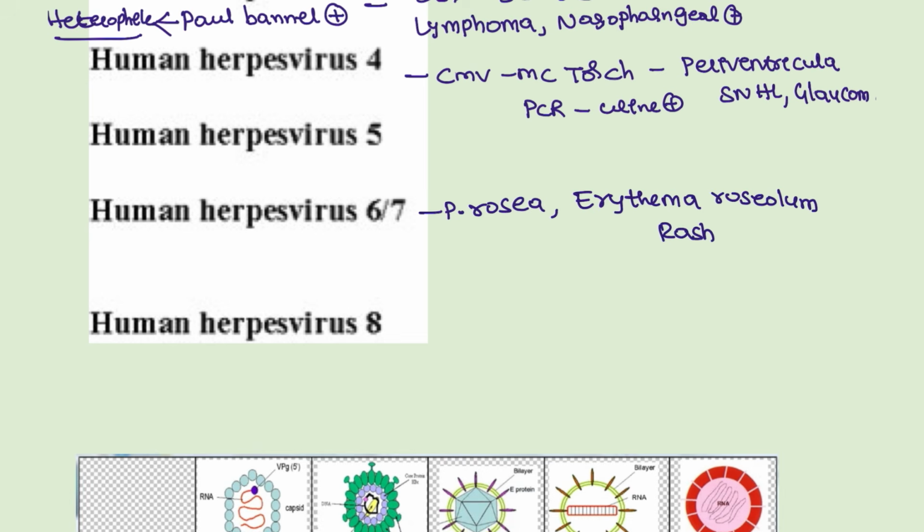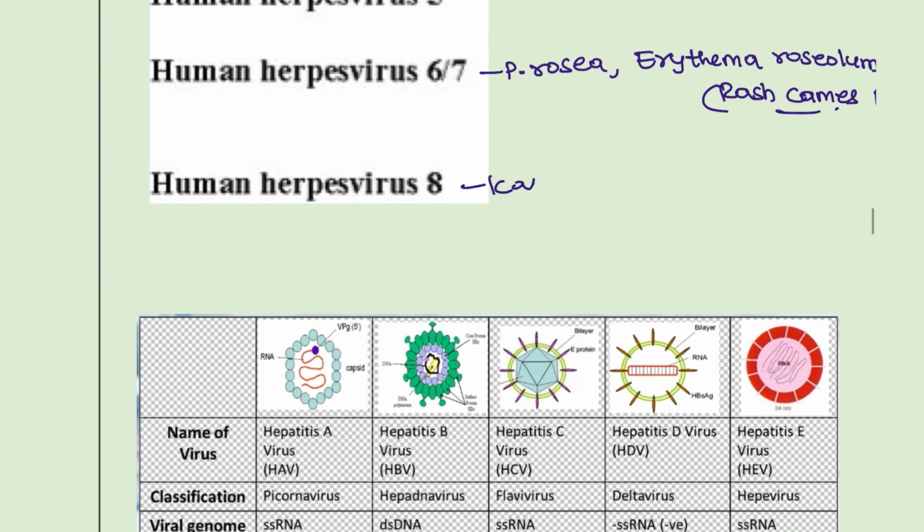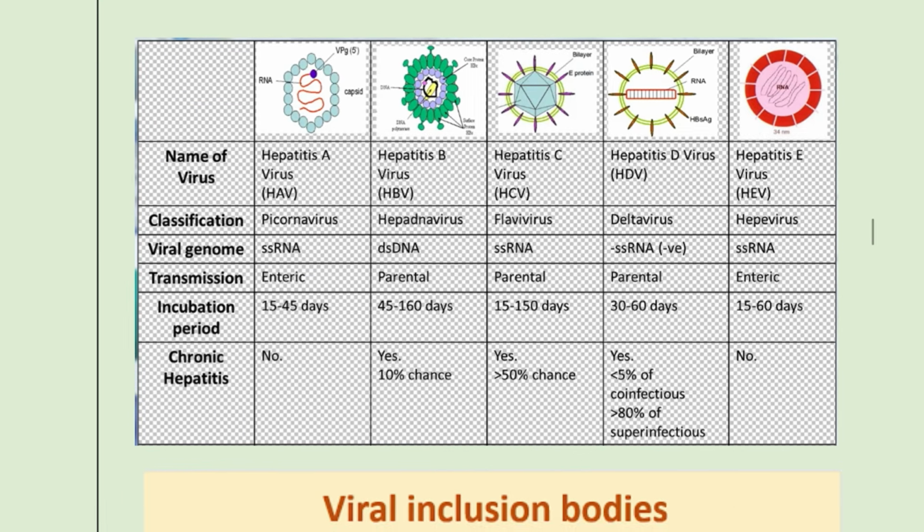The rash comes after the fever onset. So this is the erythema roseolum, also known as fifth disease. Herpes 8, this is the Kaposi sarcoma, vesicular purple lesions, and these lesions are commonly associated mostly with HIV patients and immunocompromised patients.